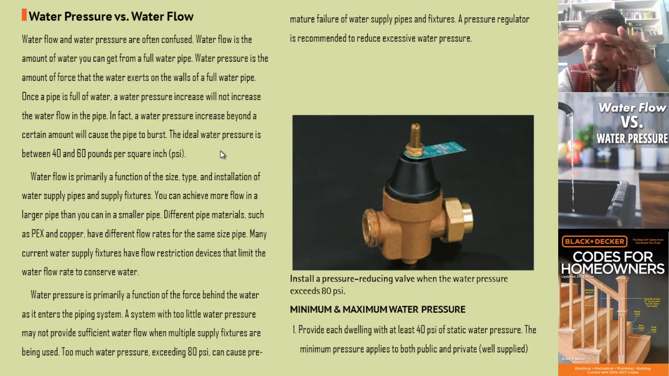Do not expect water to come out from the faucet, even if you open the faucet 100%. They are on the same level. But if you just increase the level of water inside the water tank, there is a flow. So now it is understood, and the ideal water pressure is actually 40 to 60 pounds per square inch, PSI. Ideally.